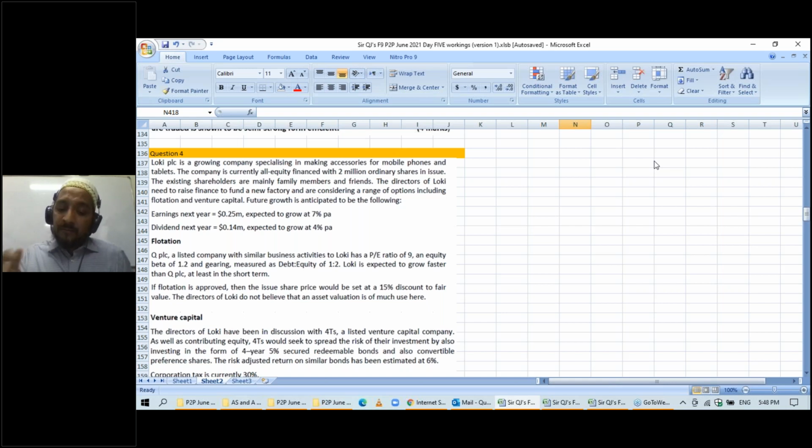So please start practicing on these things. And ACCA has given you an opportunity that they have made it available freely on the ACCA global website. So why don't you use it?